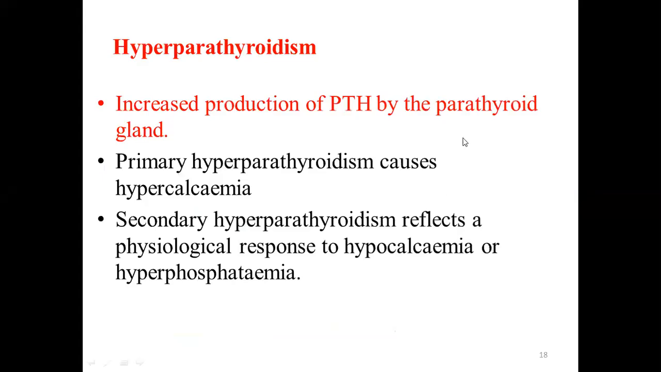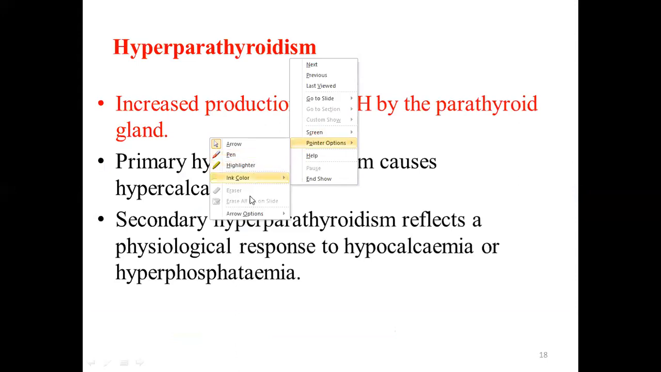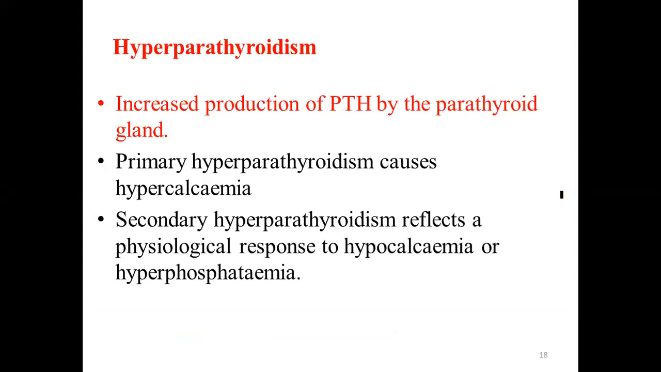Okay, now let me take you through hyperparathyroidism. Hyperparathyroidism is the opposite of hypoparathyroidism. This one is mostly due to increased production of the hormone by the gland. Primary hyperparathyroidism usually causes hypercalcemia. Remember, when you say primary, it refers to the problem being from the gland itself.